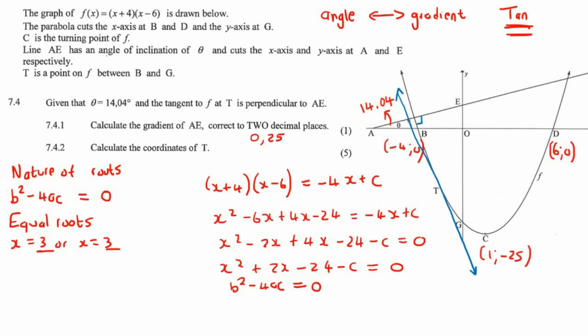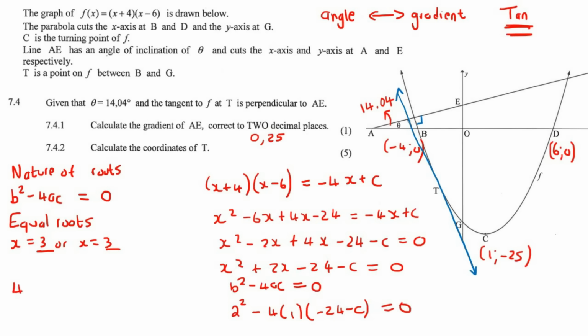Okay? So your b value is going to be 2. So we'll say 2 squared. Now a is 1. Now be careful, c is not this c. That's just a coincidence. c is all of this. So we're going to say minus 4 times 24 minus c, and you're going to make that equal to 0. So this is going to allow us to find c.